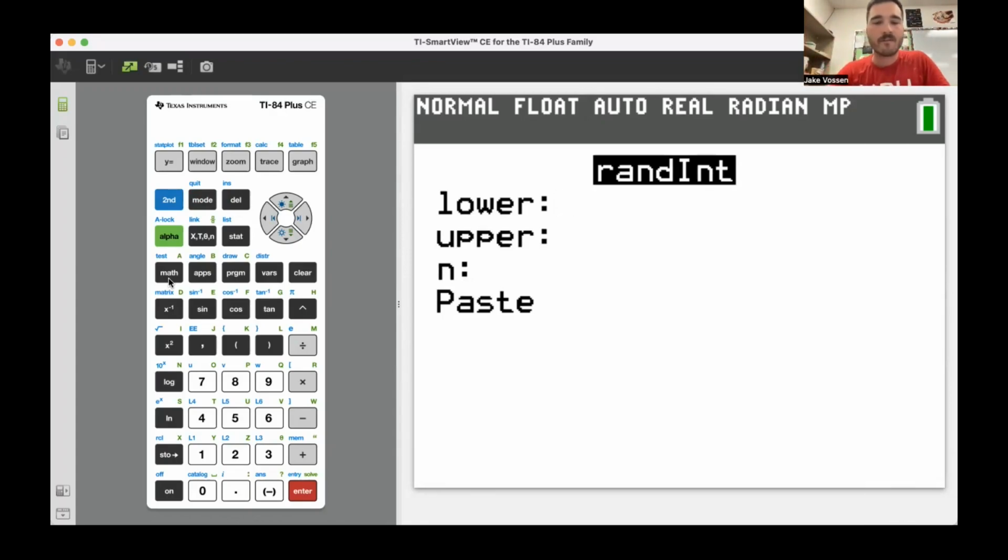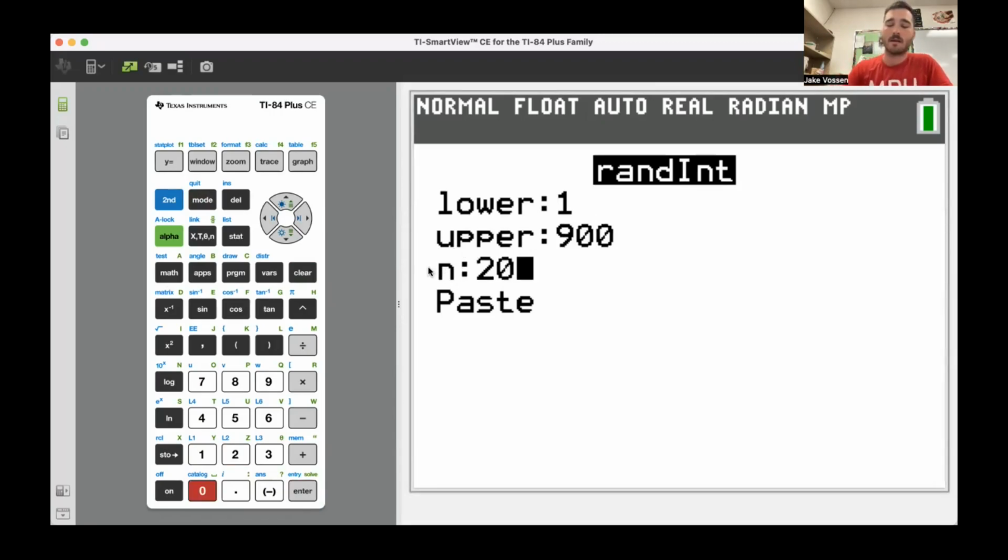So even if it does have something to do with them, it doesn't matter because they're going to get randomly selected. So my lower would be 1. Enter. My upper would be 900. And then I said I wanted a sample size of 20. N represents sample size. So we're going to say 20. Then you select paste. If you're doing this in your calculator where you have parentheses, so it'd be randInt parentheses, you just hit 1, 900, 20, close your parentheses, hit enter.